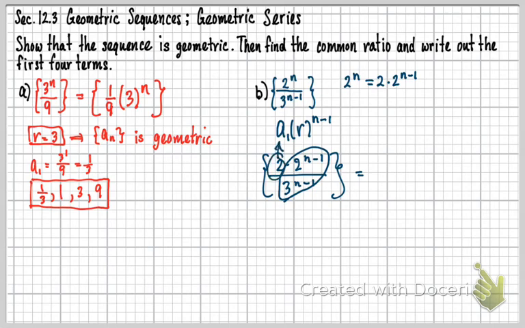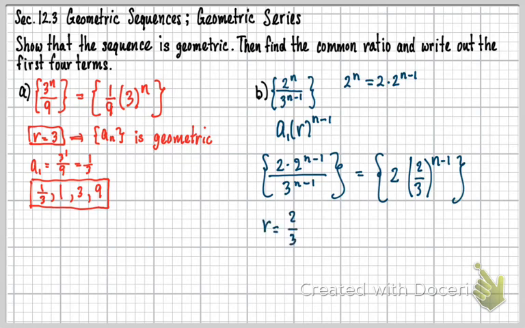That 2 is going to end up being my a1. So now, what this is going to give me here is I'm going to get a 2. And for this 2 to the n minus 1 over 3 to the n minus 1, I'm going to get this. And this tells me then right away what my r is going to be. So my r is going to equal 2/3. And that's one piece I need.